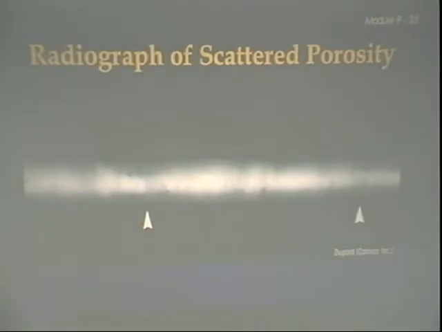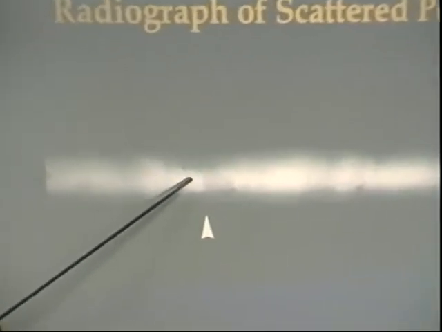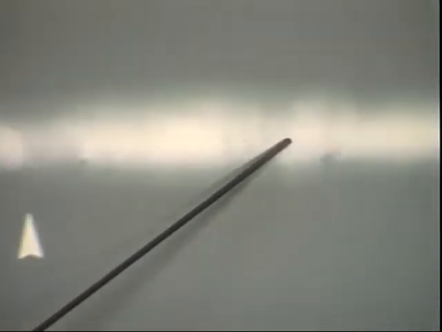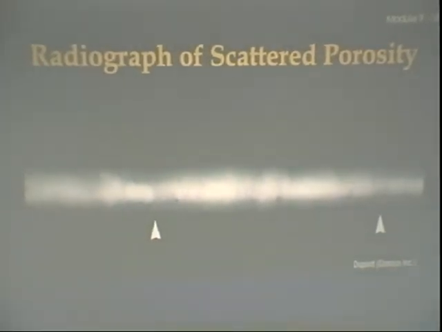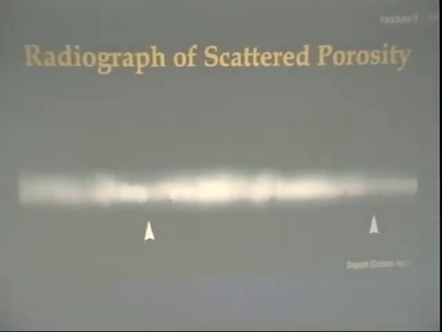So here's a picture, an x-ray, of scattered porosity, and you can see it's a little bit here, a little bit here, a little bit here, some more back down in here. So it's scattered, it's stretched out. Now, as mentioned earlier, most codes will allow some porosity, and that brings us to the reason for staggering your starts and stops.